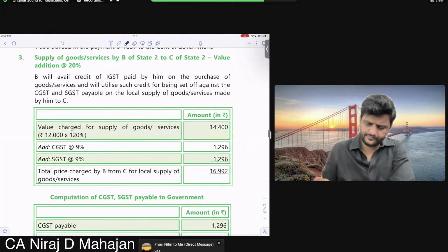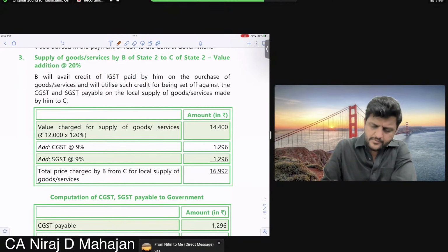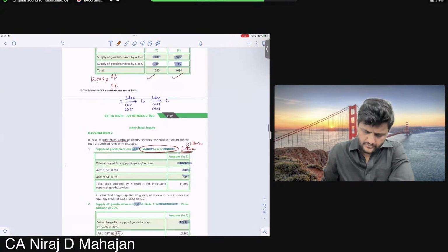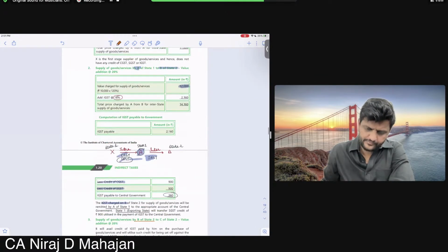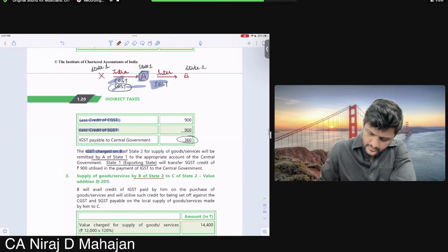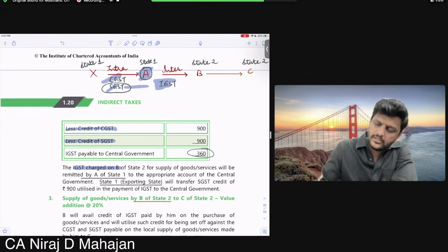Pay attention, okay? Supply of goods and services by B of state 2. Is it continued or is it different now? No, it's fine. It is the same. X to A to B, and now B to C. Okay, ready? B to C. C is also state 2. B is state 2 as well as C is also state 2. Yes. Now this is intra. Can you see or no?